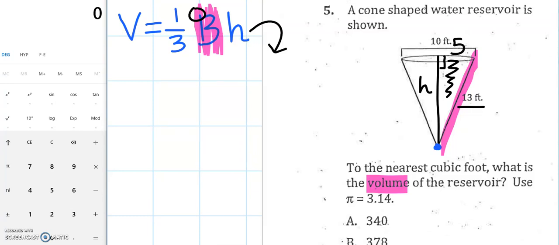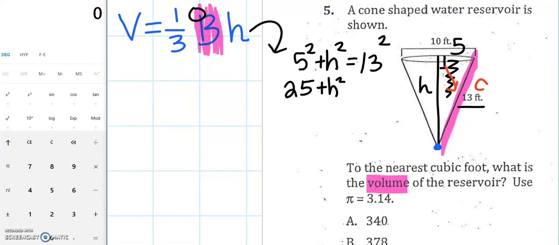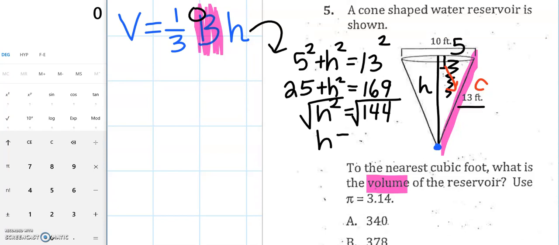Now, I'm going to use Pythagorean theorem. Careful here, because our C value in the Pythagorean theorem is going to be the 13. And the H, the one that we're looking for, could either be A or B, it doesn't matter. So let's go ahead and set that up and solve. 5 squared plus H squared equals 13 squared. 5 squared is 25, plus H squared equals 169. Subtract 25 from both sides, so H squared is 144. And then square root it, because I just want H. And H is 12. So my height here is 12.